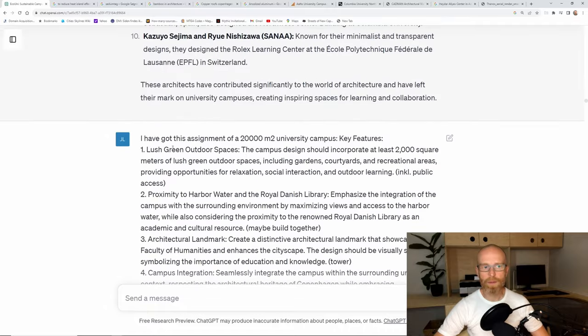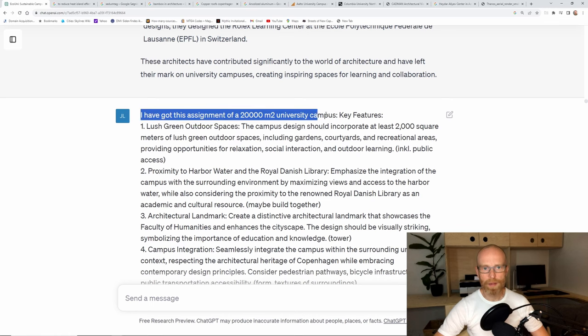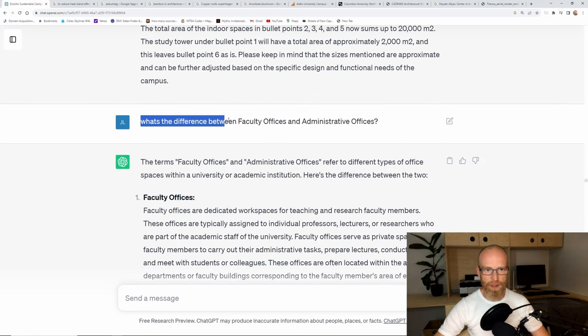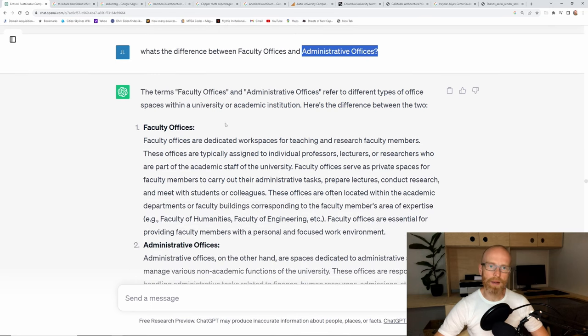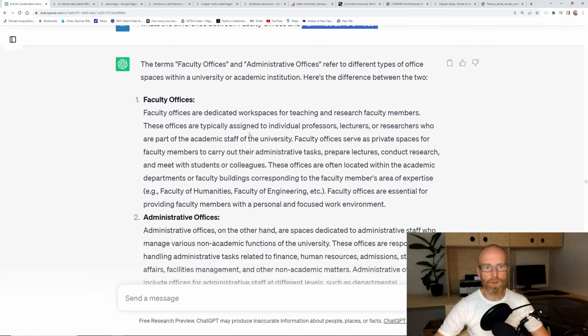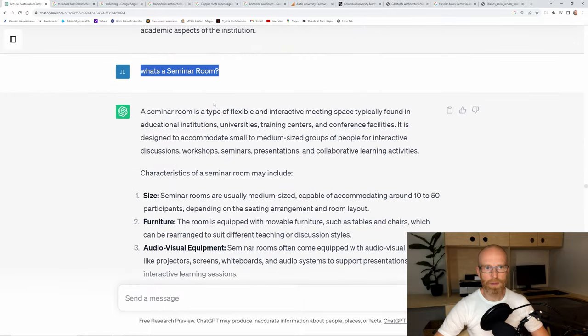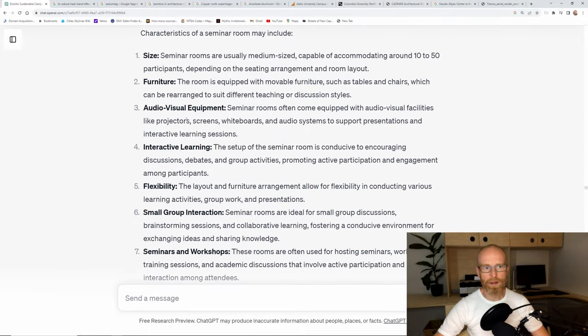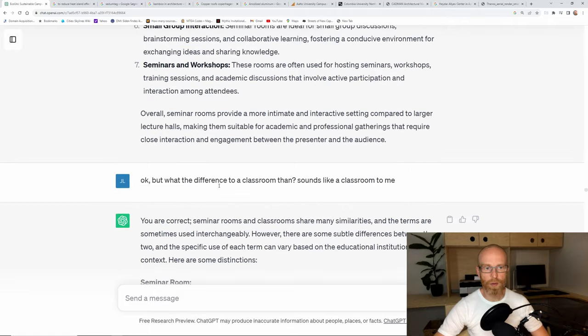Then you could see I've stopped and started asking it about our room programming here. After that, I asked ChatGPT what the difference between a faculty and administrative office was, and it started a very broad discussion about all the facilities we have in our room program, as we already discussed in the last video. It was a very interesting discussion, what's a seminar room and so forth, where you can really go into the size, the furniture, the audio-visual equipment, how it's best for learning in these rooms and so forth. So you can really fill up your knowledge about every function and every room in your assignment here.